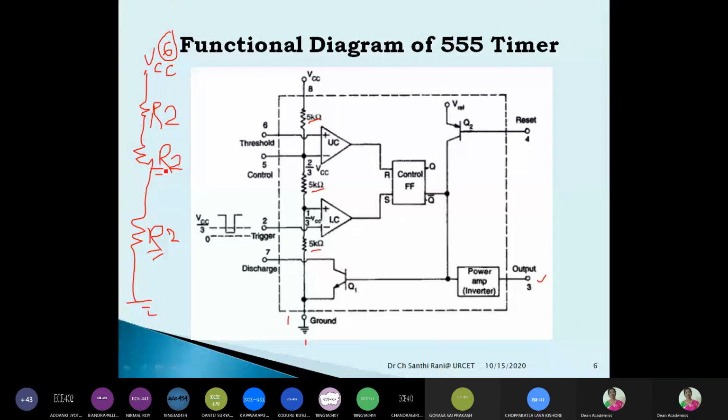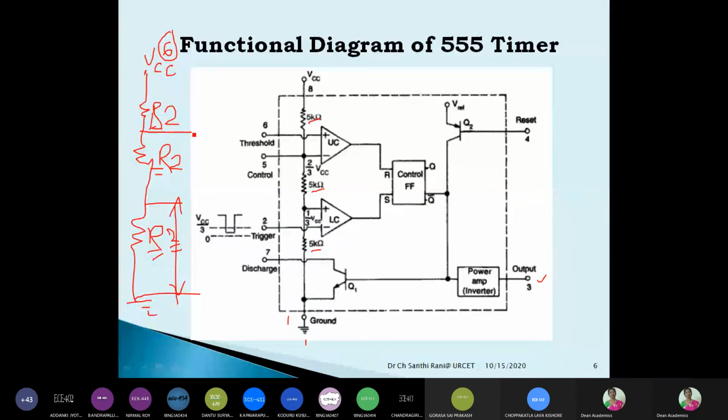That means 6 volts is divided into 2, 2, and 2 volts because all the resistors are of equal value. If you do not want equal value, you can have respective values. So these 3 resistors provide voltage divider bias. Now you just observe, let me give you one question. From ground to this resistor, if I connect a voltmeter, how many volts can I measure? 2 volts, right? So the voltage drop across this resistor is 2.